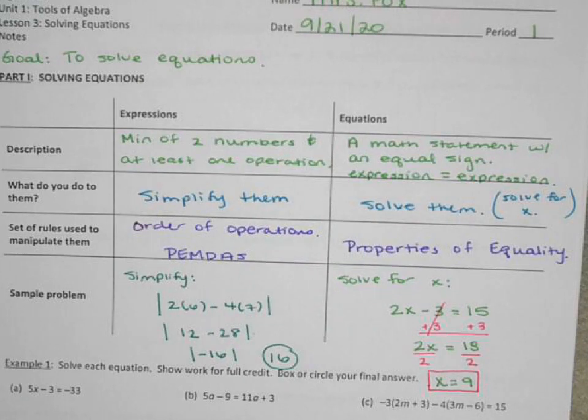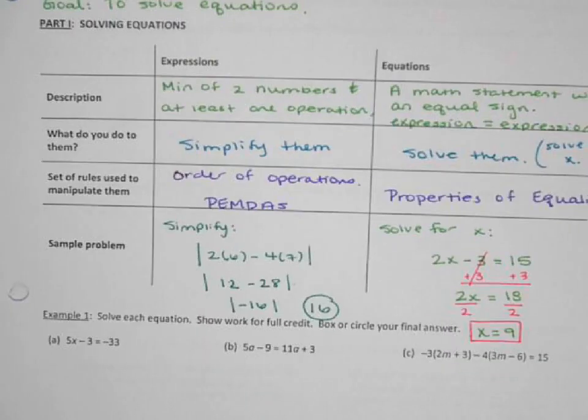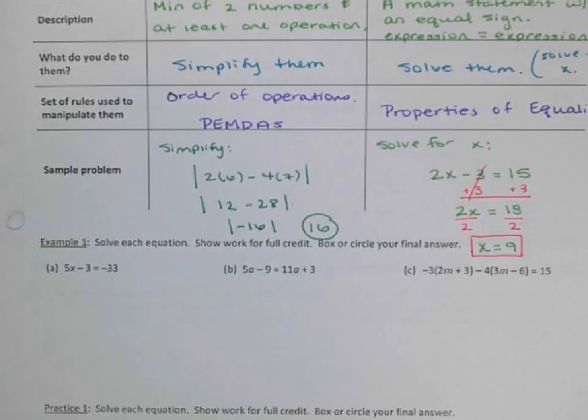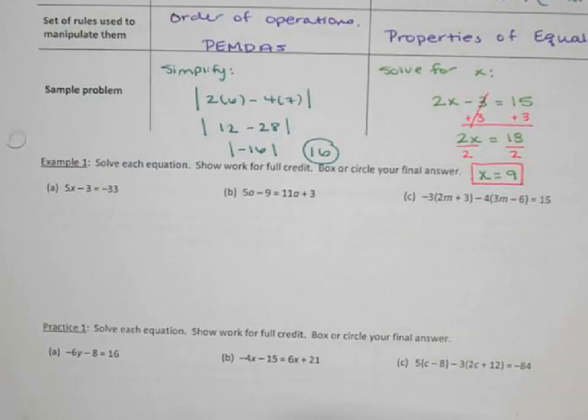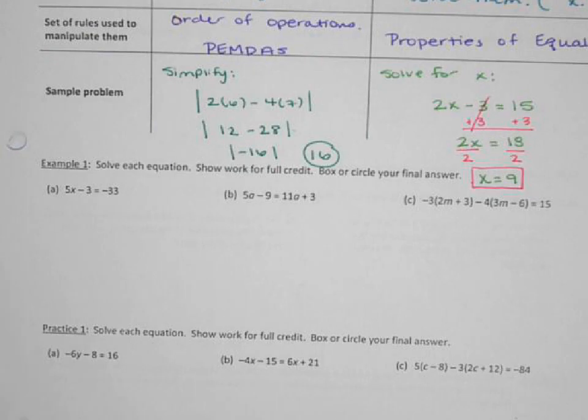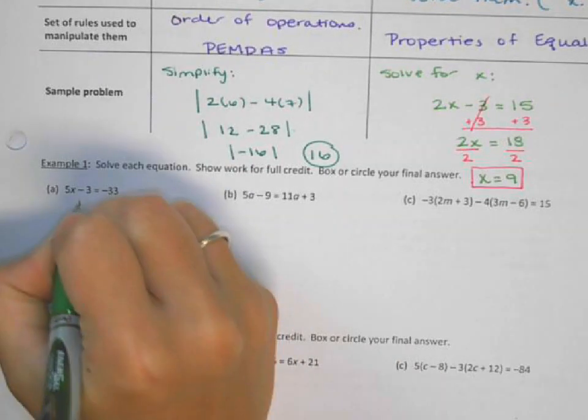So we have 3 example problems here that we're going to do together, and then I'll let you guys try a couple on your own. So the first one is 5x minus 3 is equal to negative 33. Can anyone tell me what the very first thing I'm going to do with that problem should be? Add what? Exactly. Add 3 on both sides.